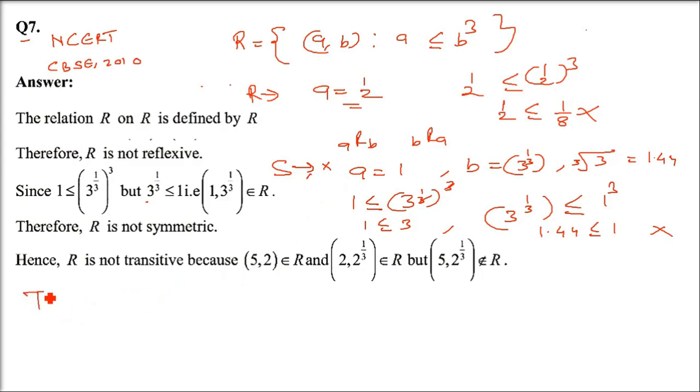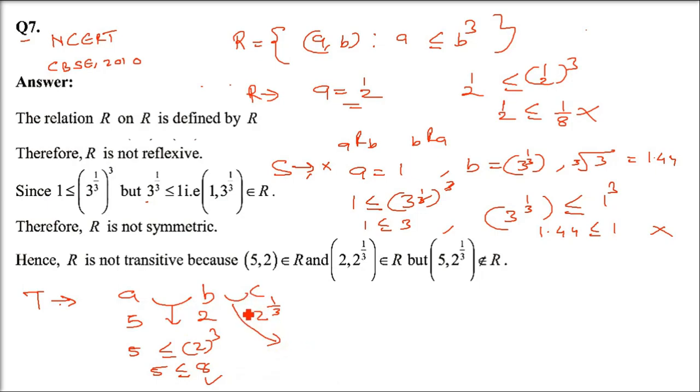Let us check for transitivity. Again we will take numbers. I am taking a as 5, b as 2, and c as 2 raised to 1 by 3. Again, why 2 raised to 1 by 3, or the cube root of 2? Because the cube will cancel out. So let us see. 5 is less than or equal to 2 cube. I am checking a and b. So 5 is less than or equal to 8. This is absolutely okay. A and b is correct, b and c is correct. We have to get a and c to be correct.